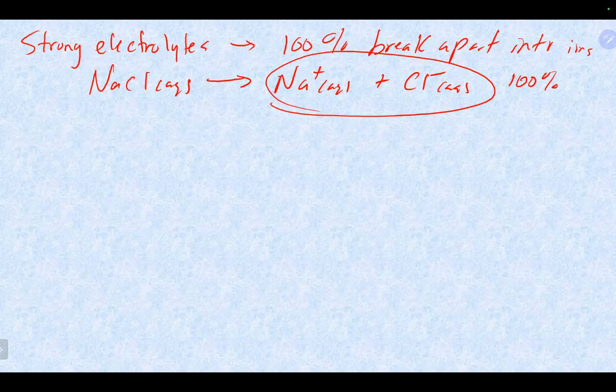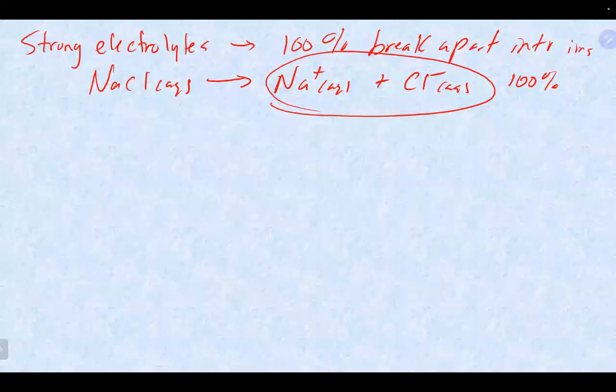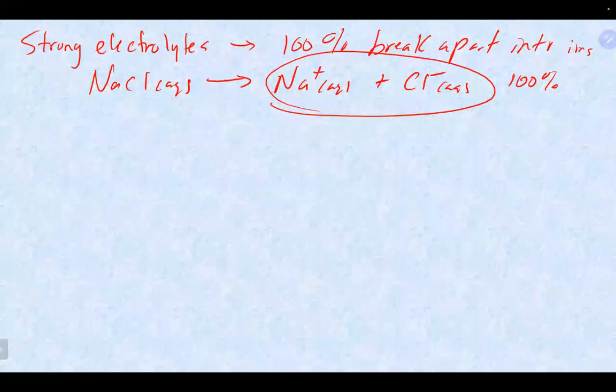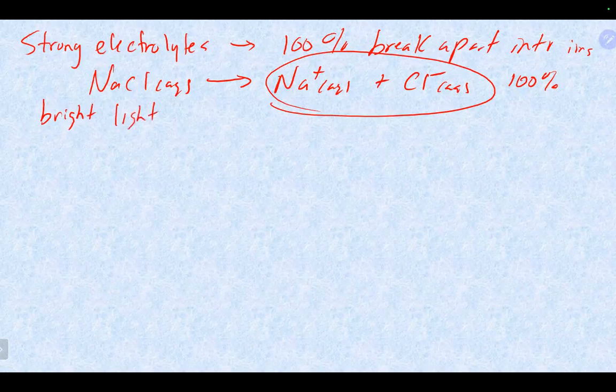An experiment sometimes people do is they take a light bulb, attach some electrodes, and put the electrodes in the solutions. And if it's a strong electrolyte, the light bulb will come on really, really bright. So it'll shine very, very bright because it's conducting electricity really, really well. And that's what you will have happen in a strong electrolyte solution. A very bright light bulb. It conducts electricity very well.